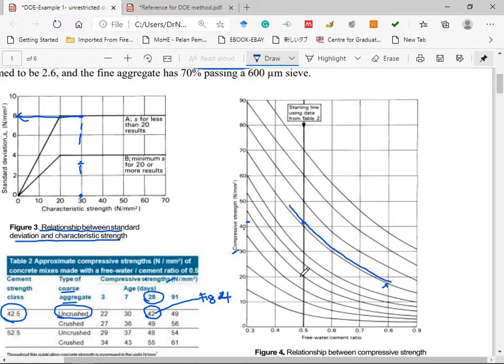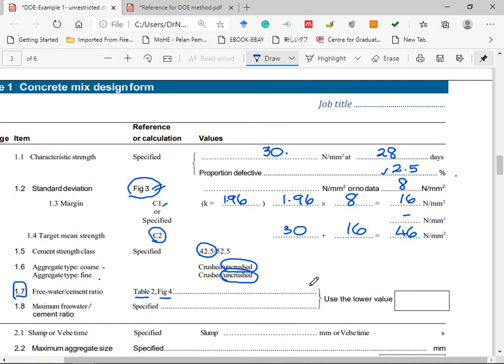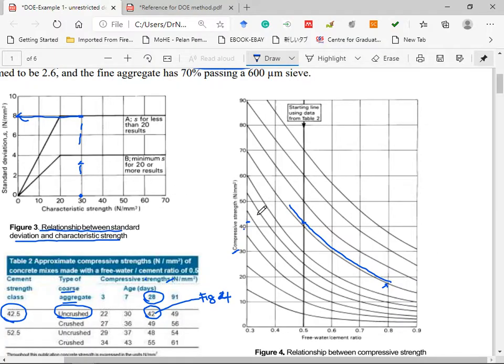Next, we refer back to our table. From the target mean strength, our target mean strength is 46. So we bring this value to Figure 4. 46 is around here. Take a straight line to the right. This is 46, and this is the 42 from Table 2.